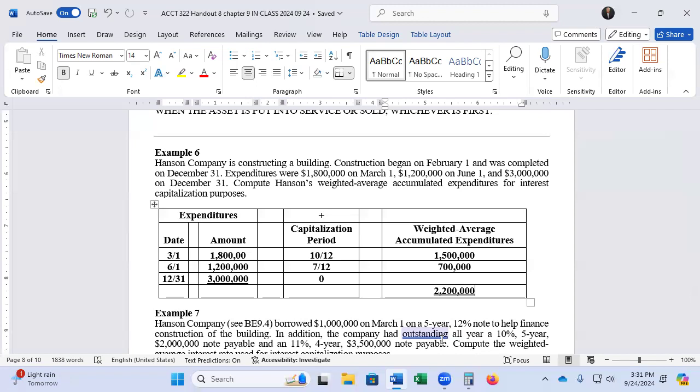Now, is this the number for your interest? No, that's the expenditure that you're going to look at and say, okay, what are my borrowings that are related? And you're going to use that either in tranches and say, okay, I have multiple levels, or you're going to use an average level of your debt to get your interest that you can capitalize. But this is just how much your accumulated expenditures are that you're going to be able to use towards applying the interest.